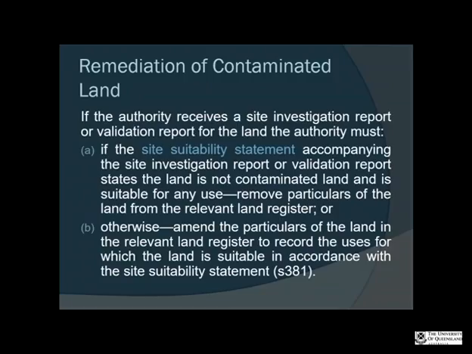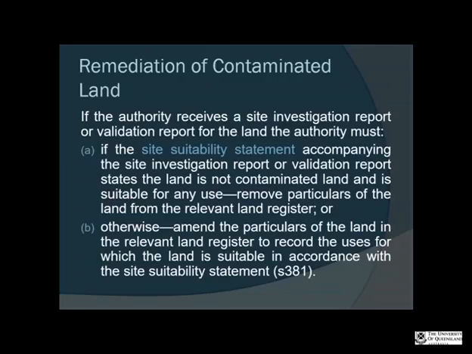If the site suitability statement is just changing the type of use that can carry on the site, so it's still contaminated, but it's just inched its way up in terms of the number of uses that it's permitted to have given the contamination, well, then they are just required to amend that description on the site in terms of what the suitable uses are under that site suitability statement.